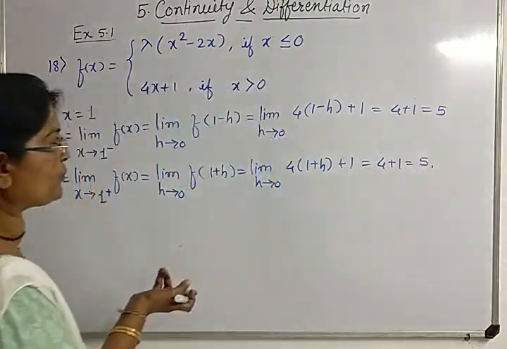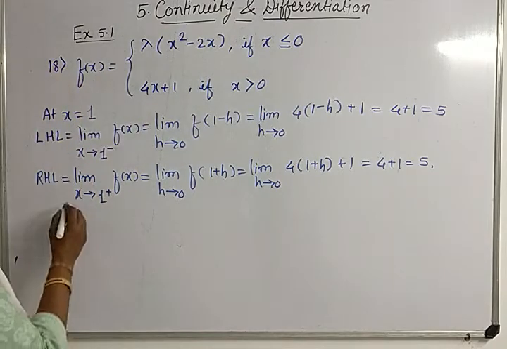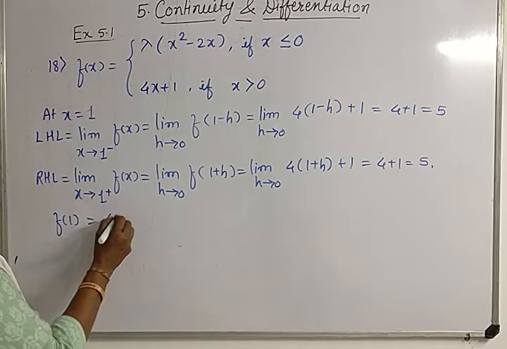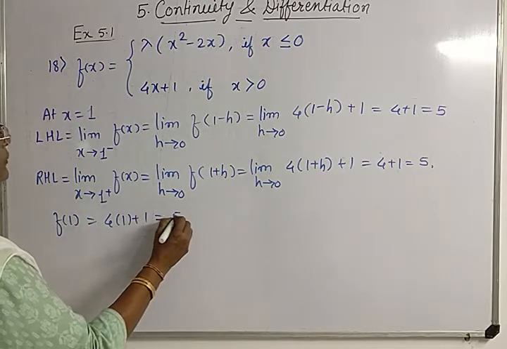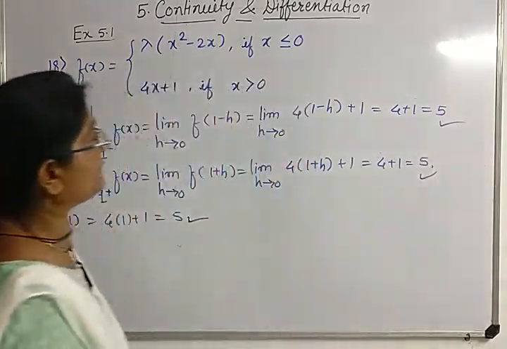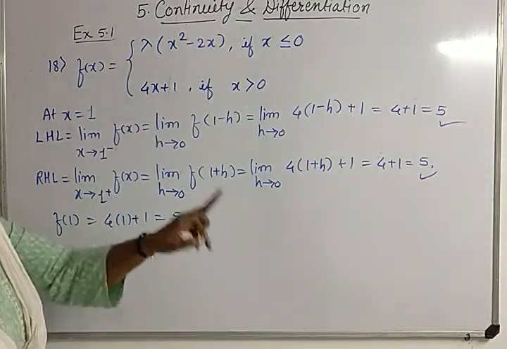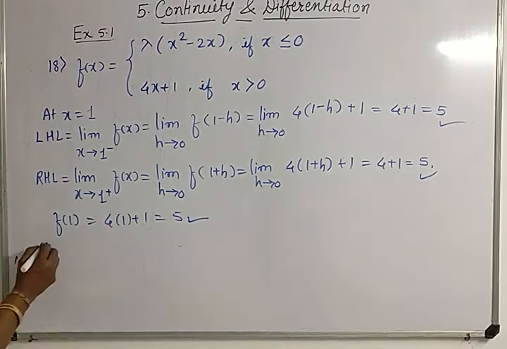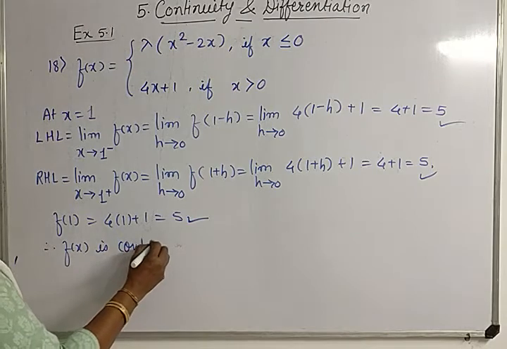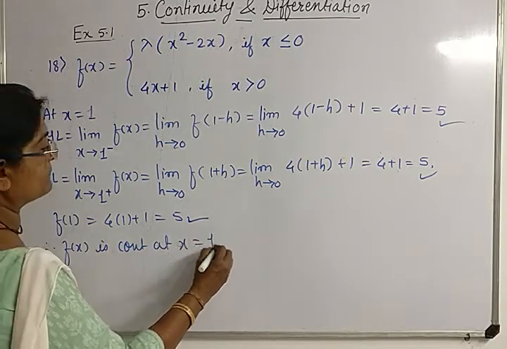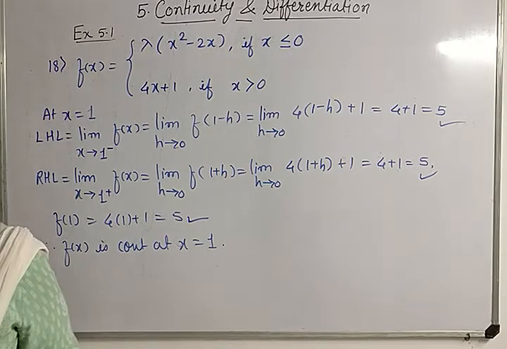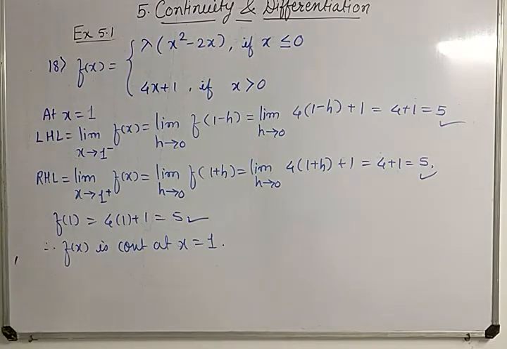And for x equal to 1 also the function is same, that is f of 1 equal to 4 into 1 plus 1, that is equal to 5. So all the three values are equal and therefore it is a continuous function at x equal to 1. Therefore f of x is continuous at x equal to 1. So here question number 18. I hope all of you have understood. Now question number 19.